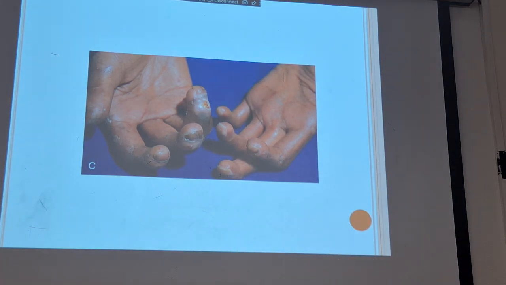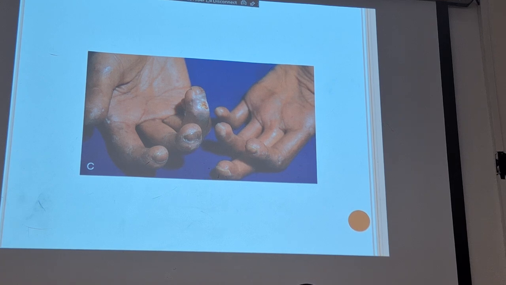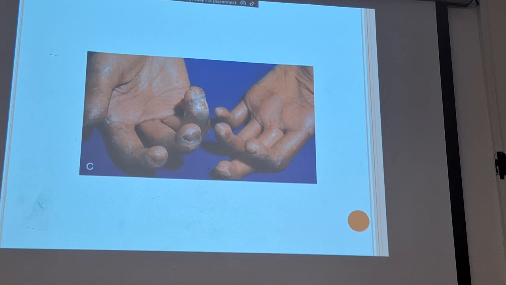And here, I showed you the picture. What is this? What do we call this? Sclerodactyly. Sclerodactyly means this claw-like appearance of fingers because of the sclerosis, the fibrosis of connective tissue and skin. And as I told you, because of vasculopathy, we may have ulcers.